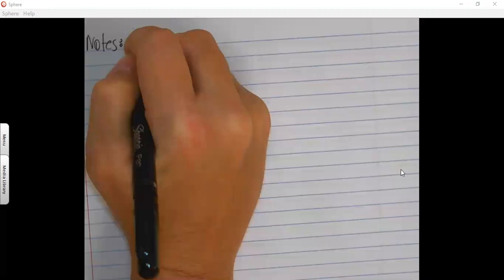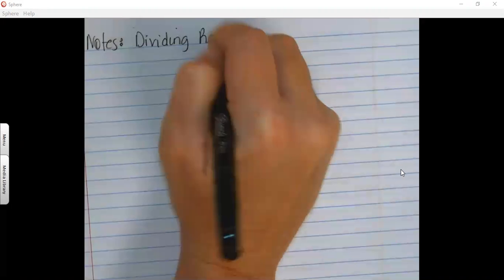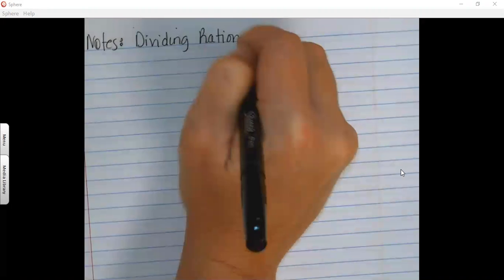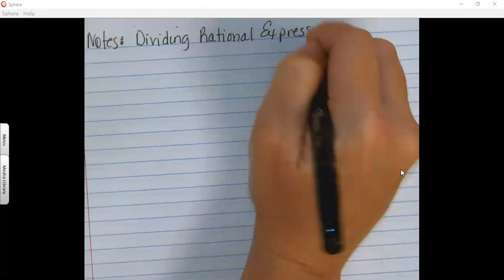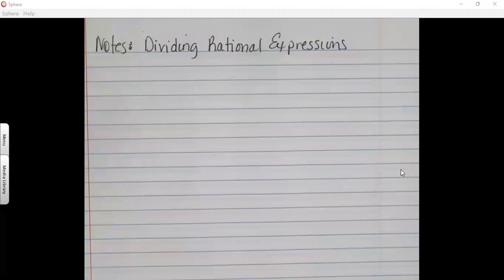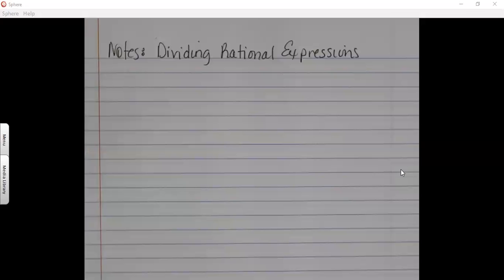Right, this is called dividing rational expressions. And we're not going to do too many examples because, like I said, it's just like multiplying rational expressions. It's just you've got to do one extra thing. Okay? So we are going to divide, and we're also going to state the excluded values of each.